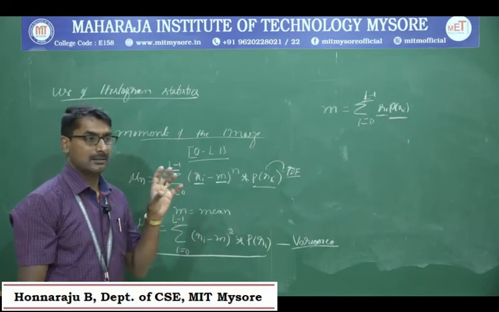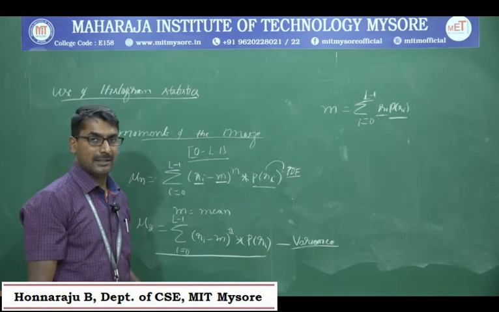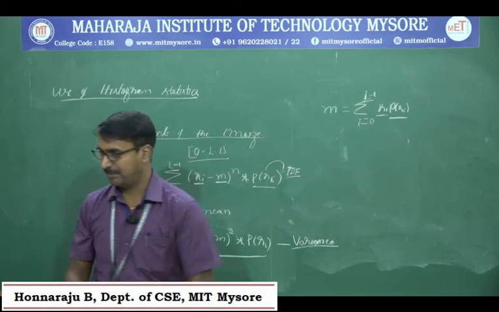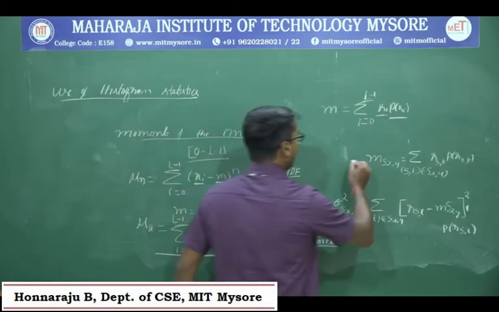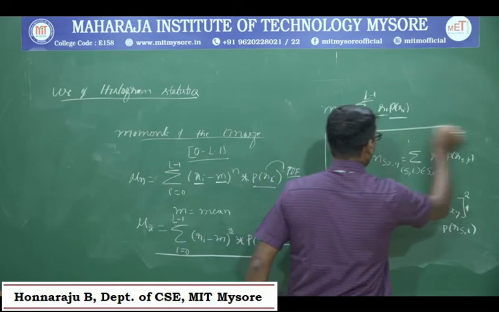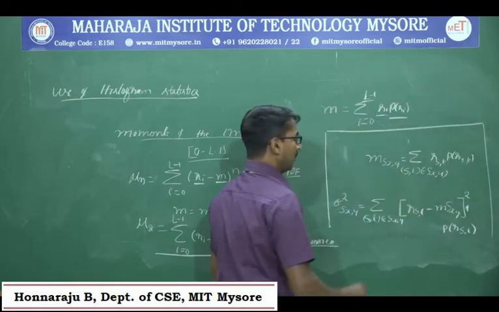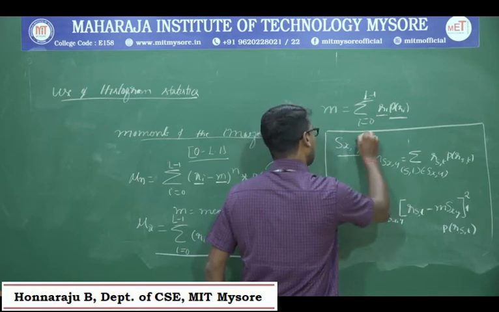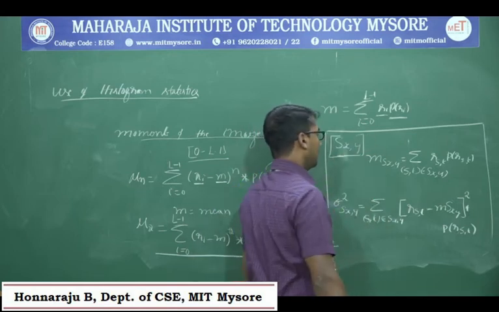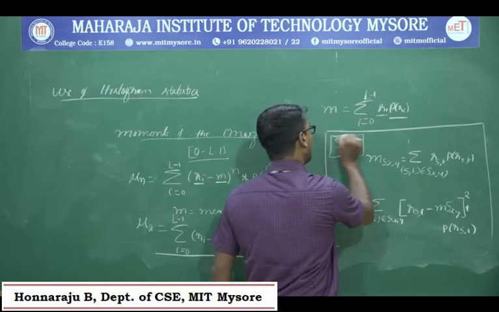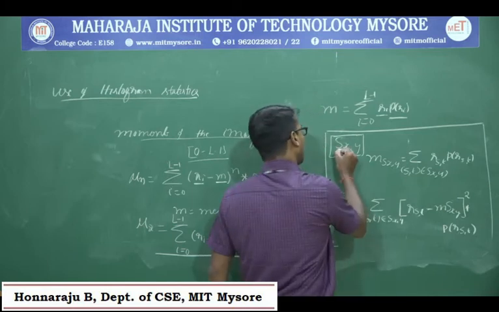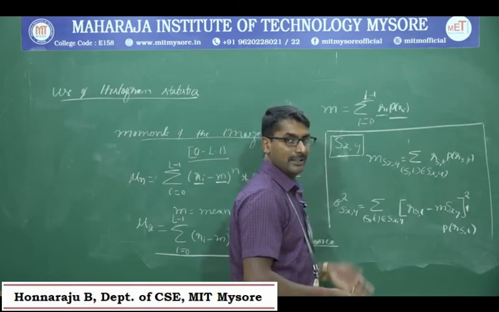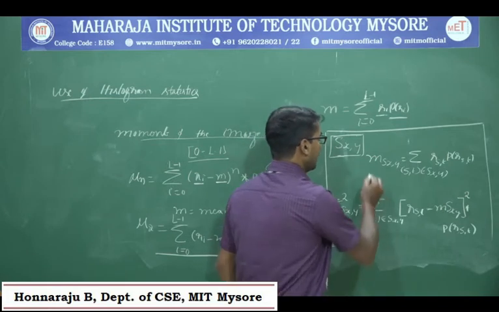That means we can extract the moment and variance for a small region. Here I am calculating the mean and the variance, or second order moment, for the region S of x comma y. This is a small region. The region size may be 3 cross 3, 5 cross 5, 7 cross 7 or 9 cross 9.